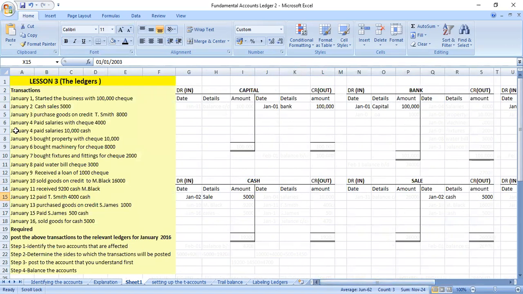The next transaction says January 4, paid salary check $4,000. Two accounts affected are salaries and bank. Check represents bank. Do we have a bank account? Yes, we have a bank account. Do we have a salaries account? No. So we're going to be creating our salaries account.